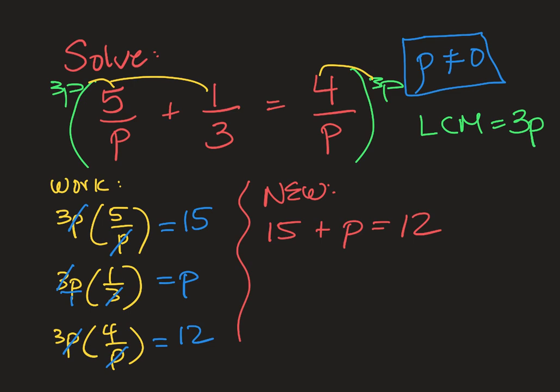And now I have a pretty easy equation to solve because I can just bring over my 15 to get p equals -3. So before I circle that, I just want to verify with what I did up above. I said p was not allowed to be 0, and I didn't get a 0. I got p equals -3, so this is a valid solution.